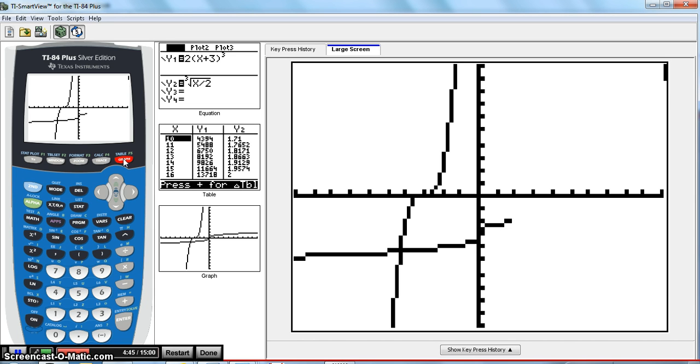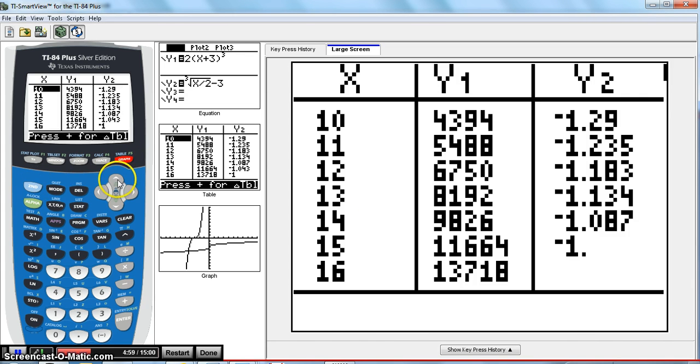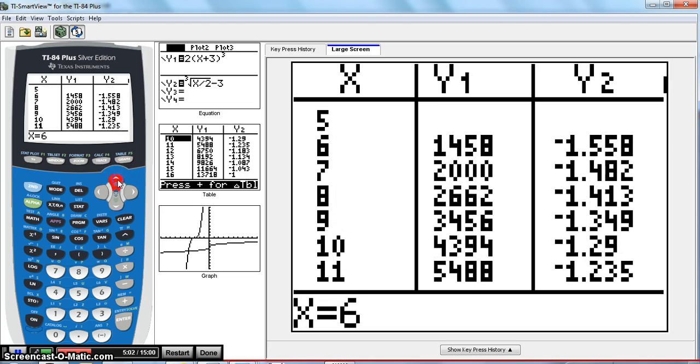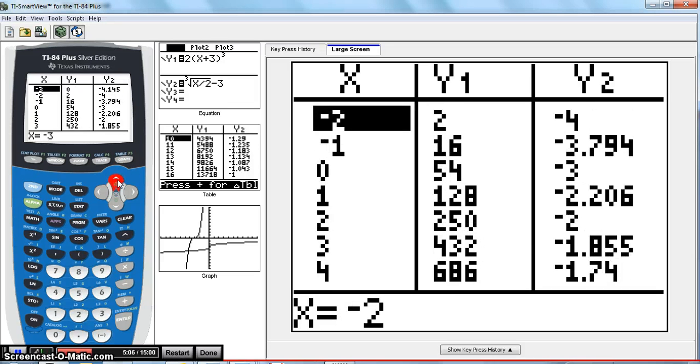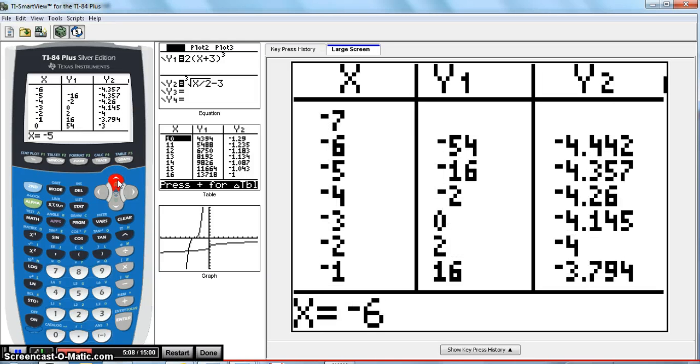And you should see your graphs look exactly like mine do. If you remember, here's our original p of x. It shifted 3 units to the left. So that means when we look at our table, we should have an x value of -3 centered around our points in the table.